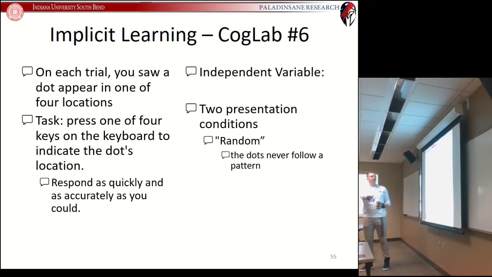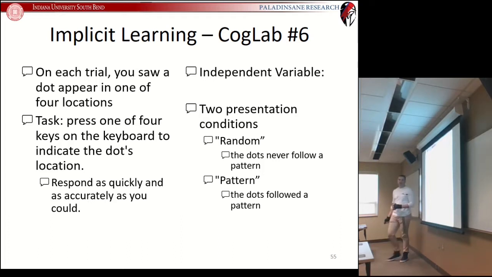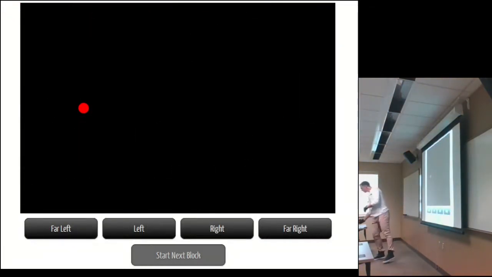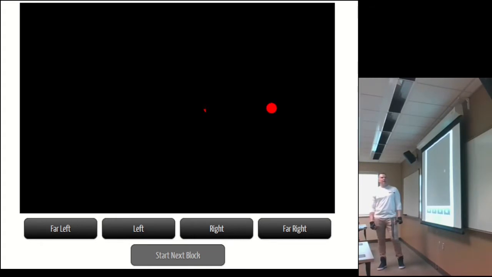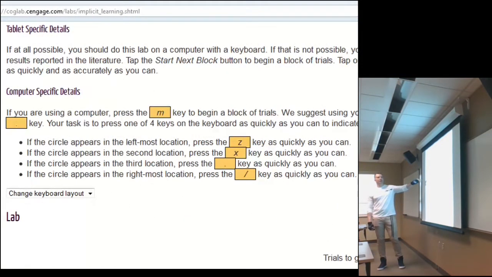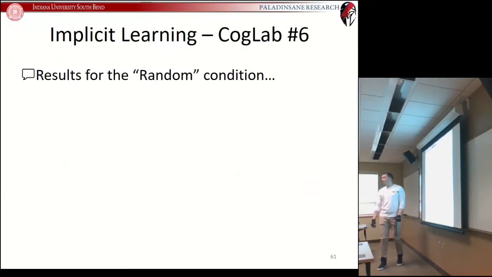Some of you were in the random condition. Others of you were in the pattern condition. In the pattern condition, the dots followed a specific pattern, and that was only dropped in block number 5. So blocks 1 through 4, you had a very specific pattern. Block 5, it went to random, and then in block 6, they reinstated that particular pattern. You saw this, far left, left, right, and far right. You would just indicate where the dot was, pressing as quickly as you can. But unknown to some of you, you were in the pattern condition, and others were in the non-pattern condition. So we'll introduce this, and then we'll discuss what happened next time.